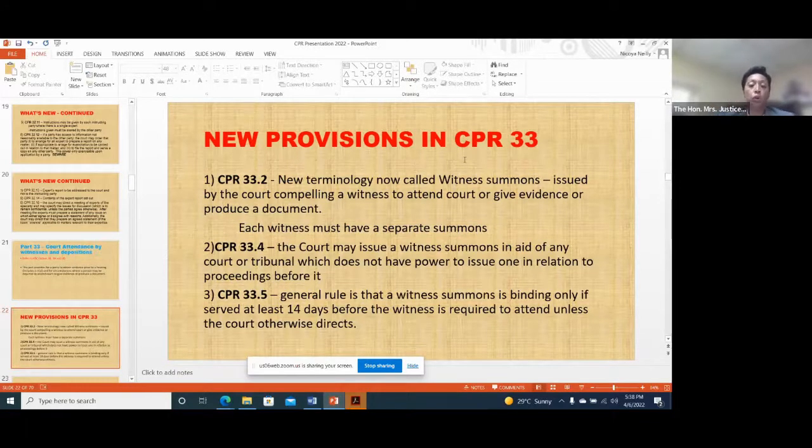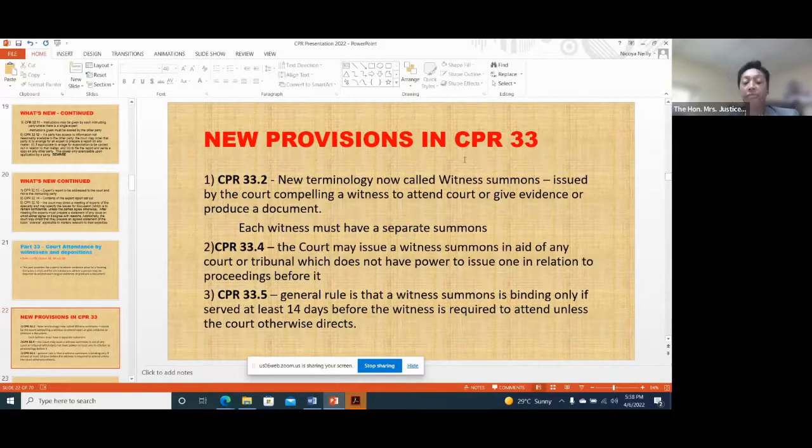Now, a new provision that's worth talking about is the fact that the court may issue a witness summons in aid of any court or tribunal which does not have power to issue one in relation to proceedings before it. What comes to mind here, and the Chief Justice can correct me and perhaps suggest others, or Ms. Clinton, would be arbitrators. In an arbitration proceeding, the arbitrator has no power to do that. And so I believe this might have been contemplated in CPR 33.4.